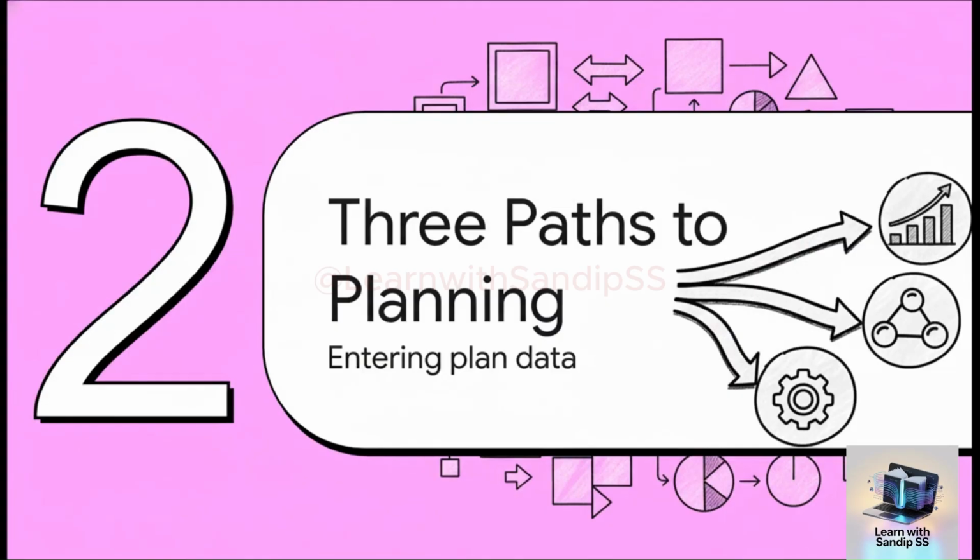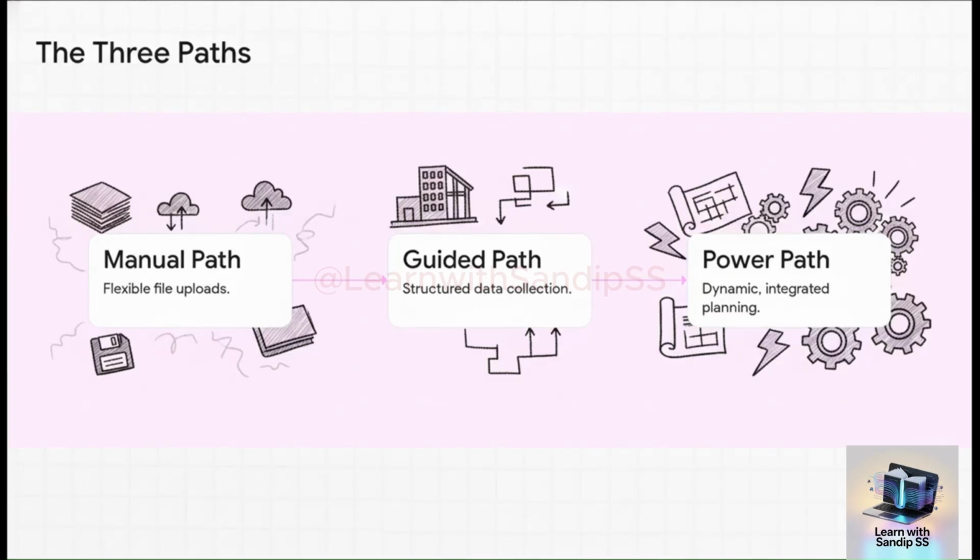The good news is you've got options. SAP S4HANA gives you a few different ways to handle this, and we can think of them as 3 distinct paths. Each one has its own vibe and its own strengths, and which one you pick really depends on your company's setup and just how sophisticated you want to get with your planning. Here they are, at a glance. You've got the manual path. That's all about flexibility with file uploads. Then there's the guided path, which brings a bit more structure to the party. And finally, the power path, which unlocks some seriously dynamic, truly integrated planning. So let's break each one down, starting with the tool we all know.